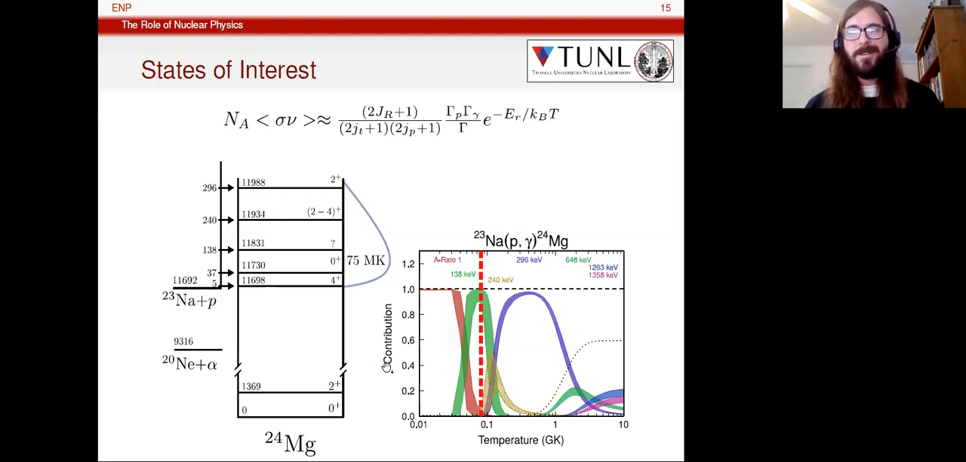So the purpose of this study that I'm about to present is basically a test case of how reaction rates behave in the presence of a single isolated resonance and what a transfer reaction can actually tell us about this rate.